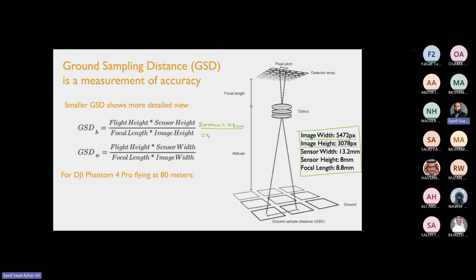Can someone take out a calculator and give me the calculation, please? And centimeter, and image height 3078. Can someone give me the answer for this? Pixels. So you can see that 1 centimeter can go with 1 centimeter. Can someone give me the answer?